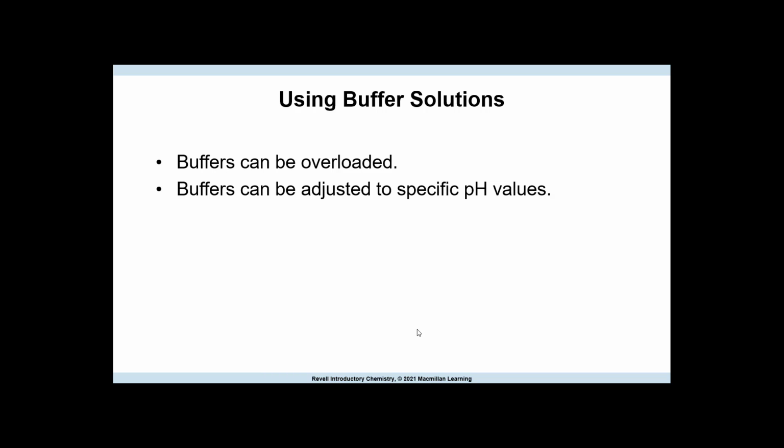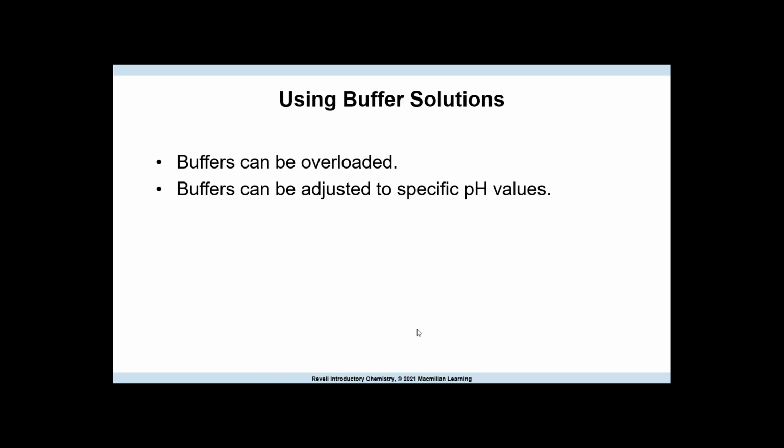It is possible to overload a buffer. For example, if a large amount of acid is added to a phosphate buffer, eventually all the base will be consumed. At that point, the pH of the solution will change sharply. Buffers can also be adjusted to specific pH values. The pH of a buffer solution depends on the specific combination of acid and conjugate base and the concentrations of each component present in solution.